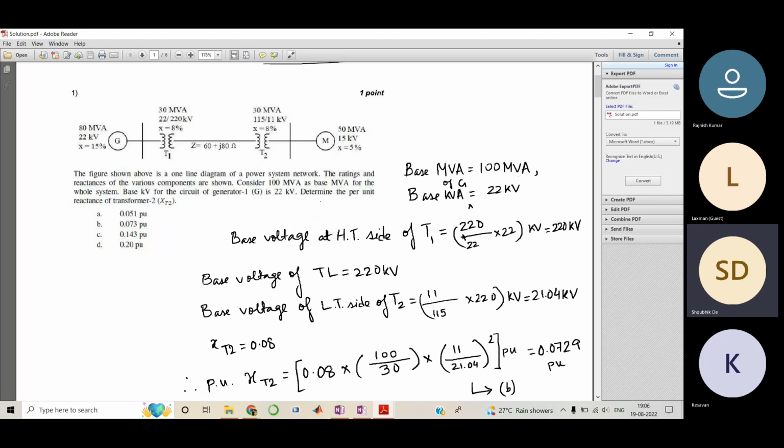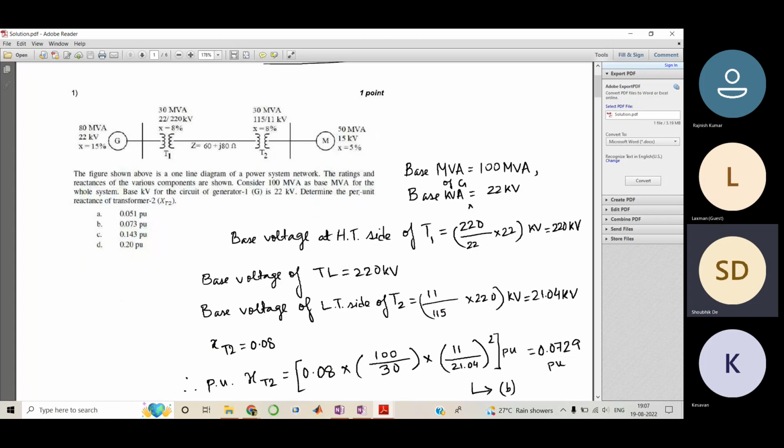So using that only, we get 220 by 22 into 22. So this 22 is the base voltage of the lower voltage side of the T1, which is 220. So the base voltage of the transmission line is 220. Now here, this is 115 by 11.